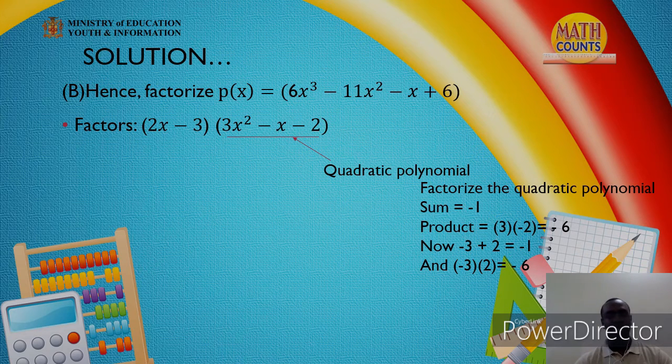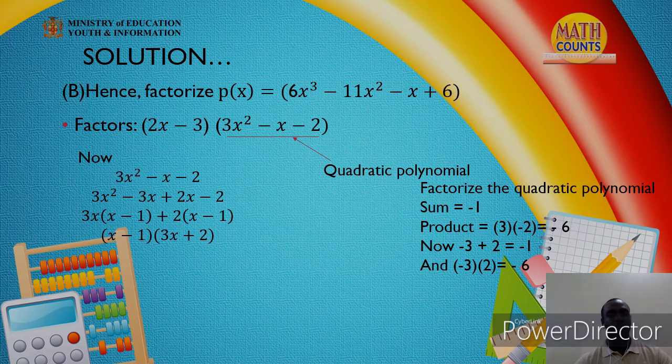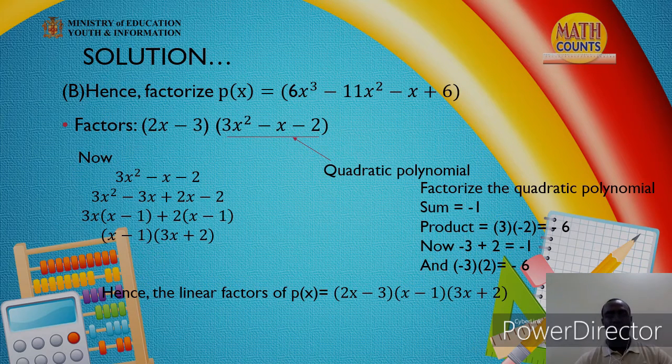Remember, you would have gone through this from CSEC level, and this is a nice part for you to just simply run through. Okay, after you find those, you now factorize your quadratic, and you would have gotten as factors x minus 1 and 3x plus 2. So let us now see what we have. We now have 2x minus 3 into x minus 1 and 3x plus 2. We realize here that all of our factors are linear factors.